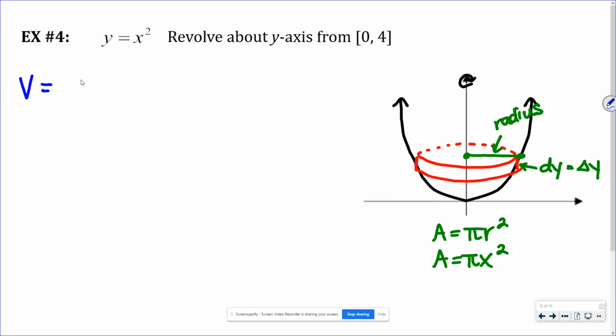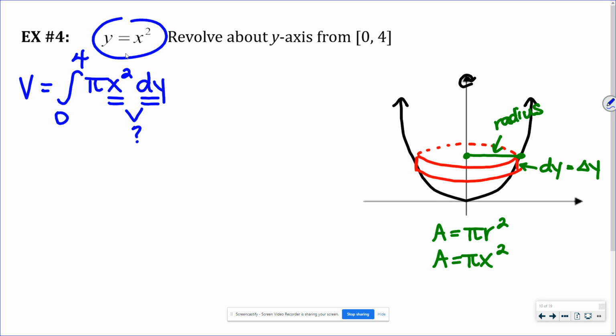So what's our volume integral going to look like? We're going to have our area, which is pi x squared. We're going to have dy. And it's evaluated from 0 to 4, because it said go from 0 to 4. Again, we're going to have to figure out how to fix this because we have to have variables that agree. So if this is dy, then this has to be in terms of y. It's going to work out pretty nicely because right up here it says that x squared is equal to y. So I can take out the x squared and put a y in its place.